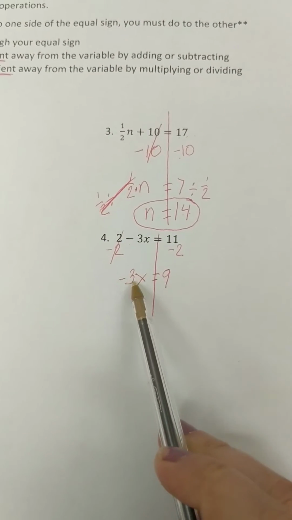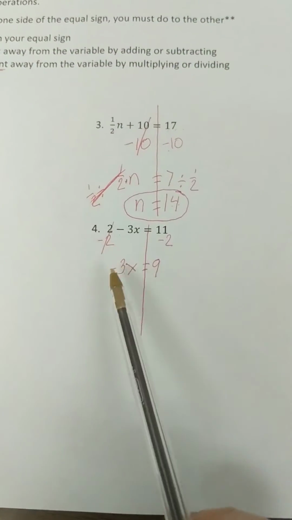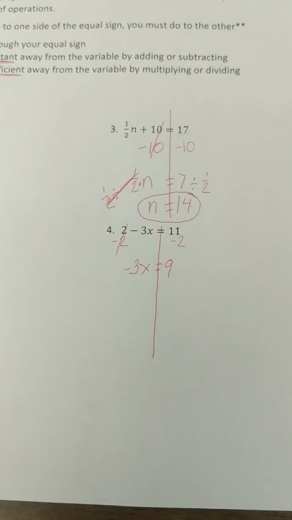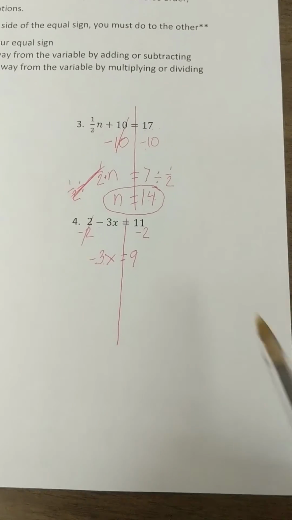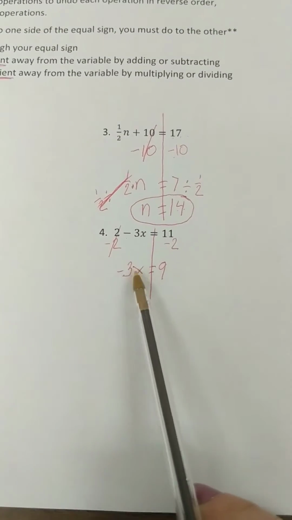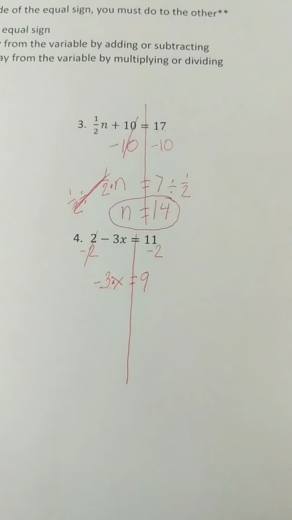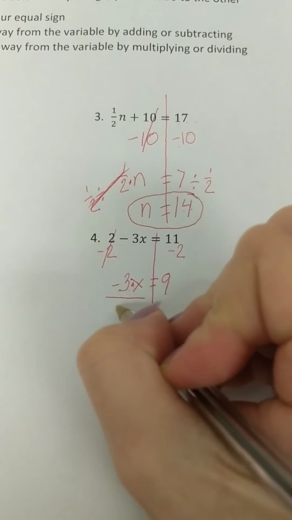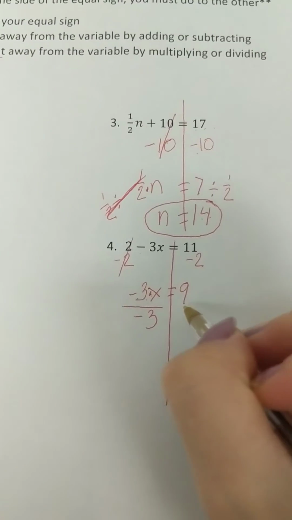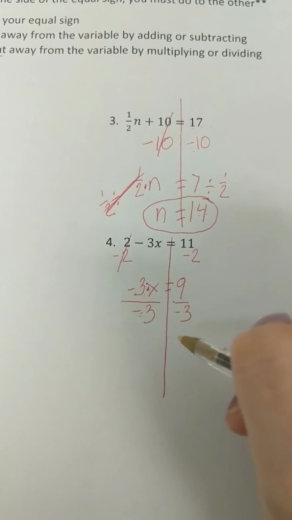Now, I need to get rid of my coefficient, but I can only get rid of the coefficient with multiplying or dividing. So this negative does not mean I can add my 3. That negative just goes with the 3 when I do my multiplication or division. And so since, once again, remember we have this hidden multiplication symbol, I get rid of multiplication with division. So I'm going to divide by negative 3 on both sides. Because my 3 is negative, I need to bring that negative with me.